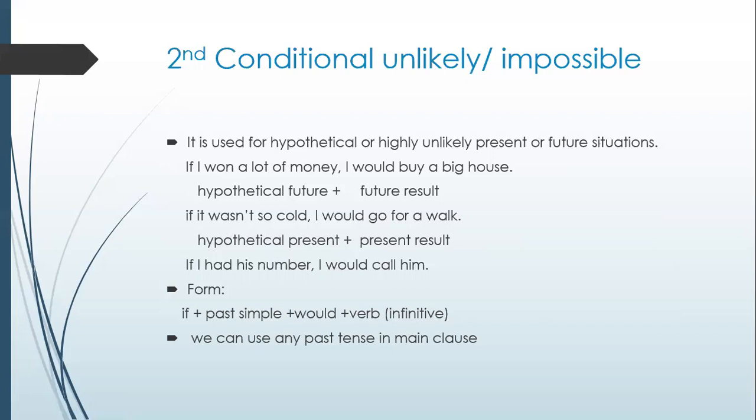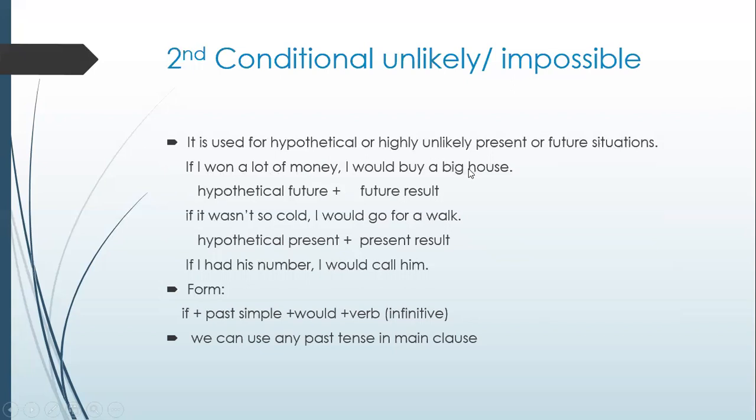Now second conditional sentences are used for unlikely and impossible things. It is used for hypothetical or highly unlikely present or future situations. How? Let's learn it with an example. If I won a lot of money, I would buy a big house.